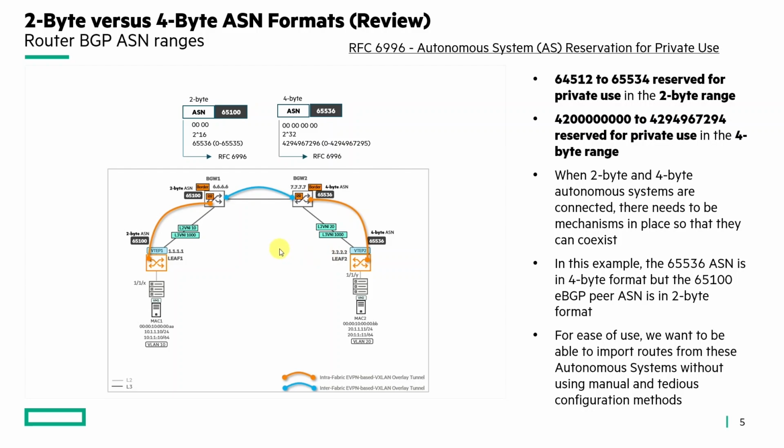So this is a multi-fabric setup with two different ASN formats. Not to say this is all that common, but we do run into this in some data center environments, so we do need to accommodate for this, because when you have 2-byte and 4-byte autonomous systems, there needs to be a mechanism in place so that they can coexist. In this example, the 65536 ASN is in 4-byte format, but the 65100 eBGP peer ASN is in the 2-byte format. Without a way to automatically map these, you'd have to use the manual route target imports, which was supported previously with 10.15, but we're going to handle the automatic way of doing that with 10.16 now.